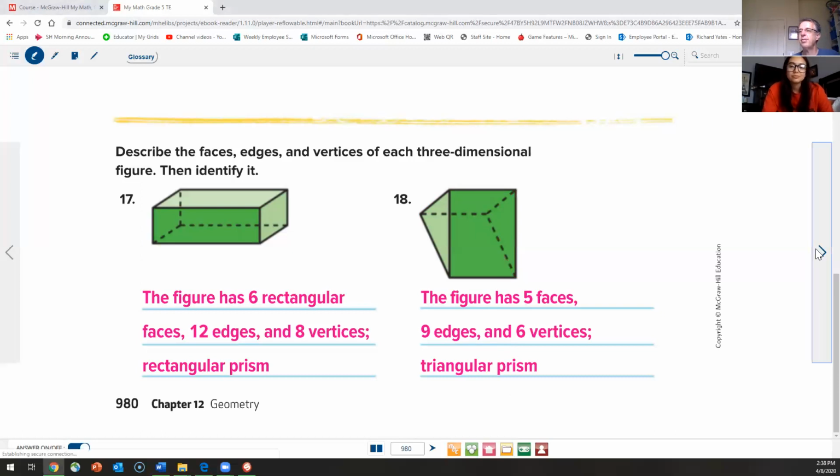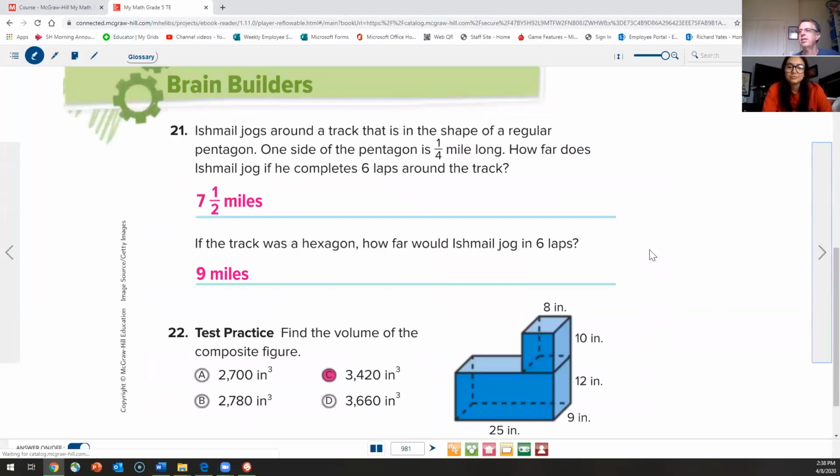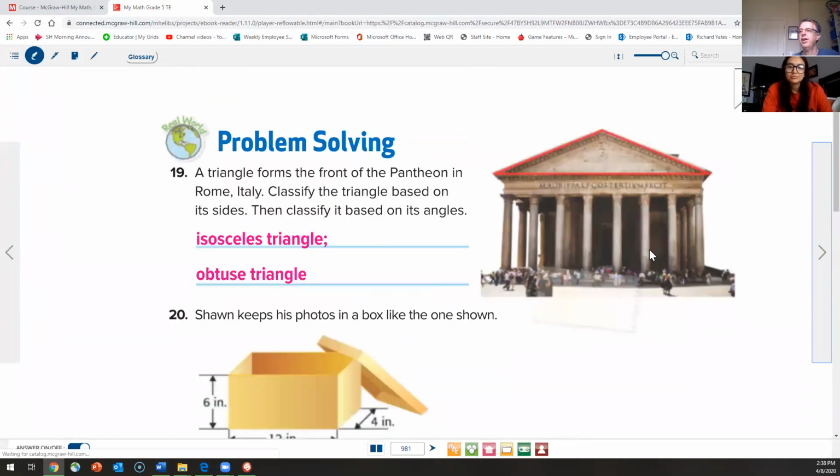And we'll switch over to the next page. All right, go ahead, Ms.